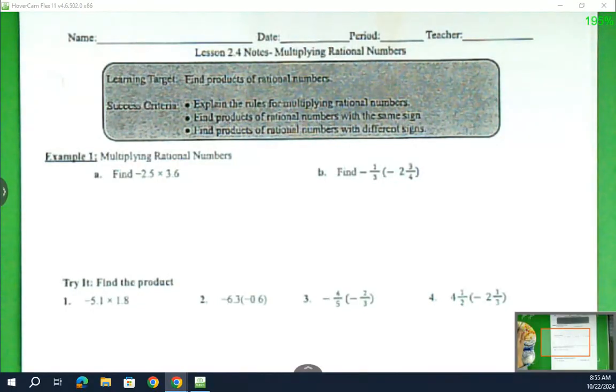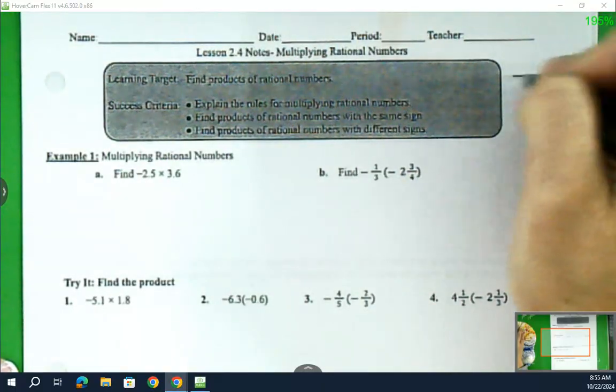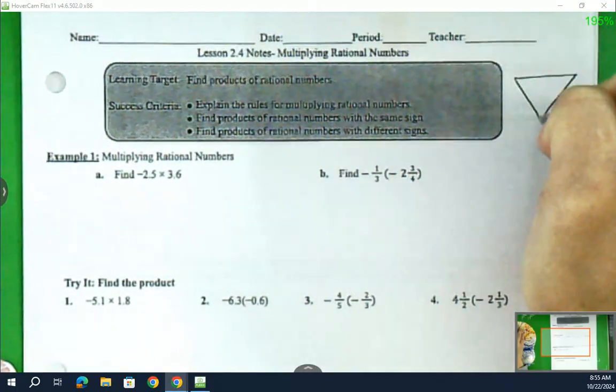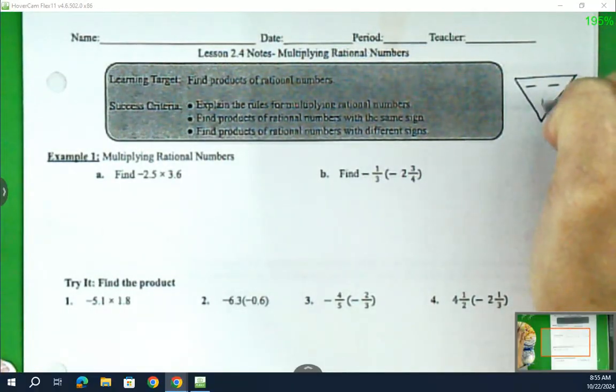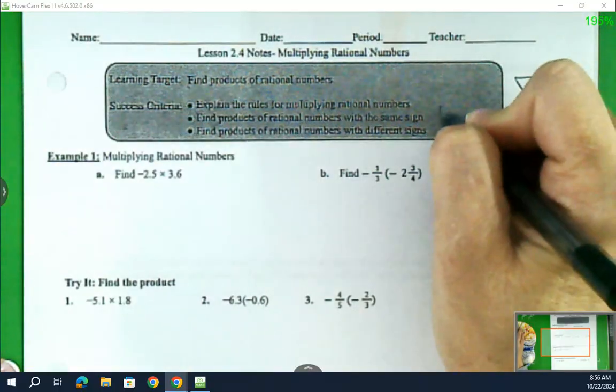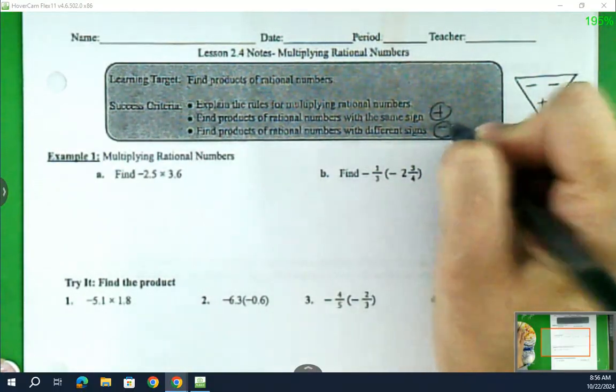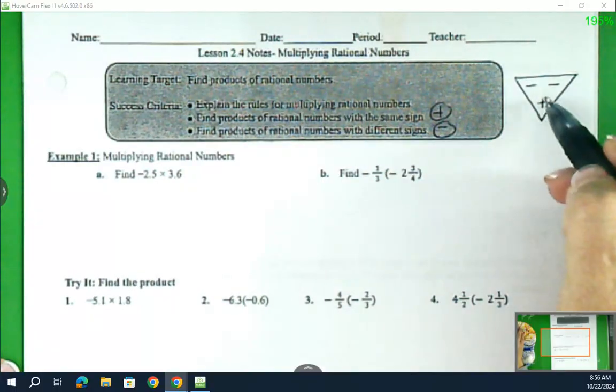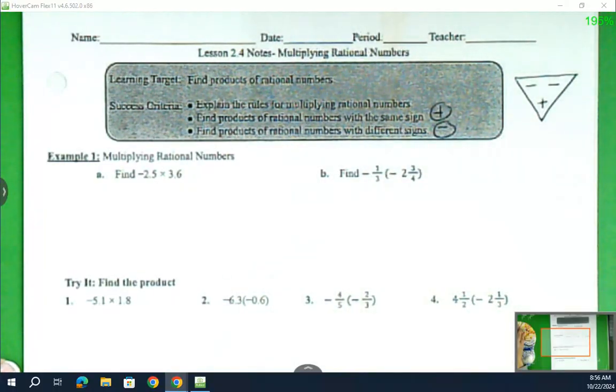Okay, welcome to lesson 2.4 notes on multiplying rational numbers. Today we're going to be practicing the same skill we've been doing with our integers on multiplying rational numbers. Remember, the same sign means we're going to have a positive answer, and different sign means we're going to have a negative answer. And we can use our little triangle symbol here to help us remember that.